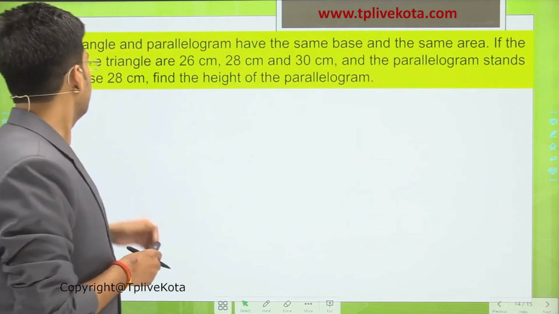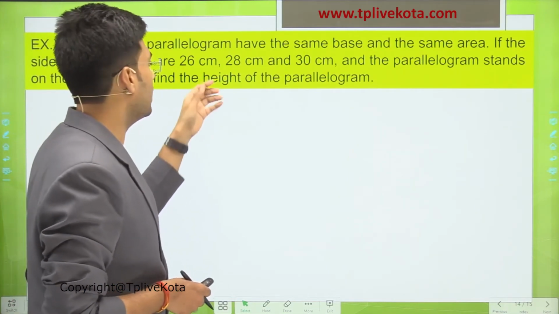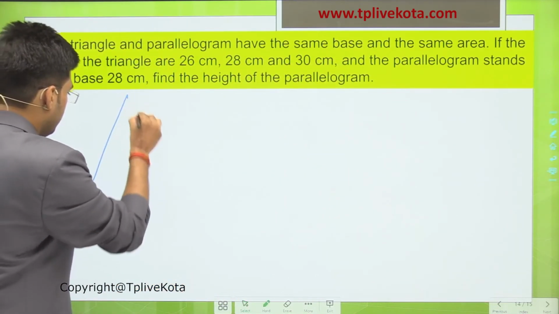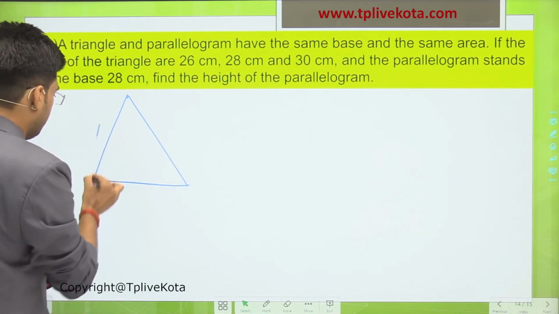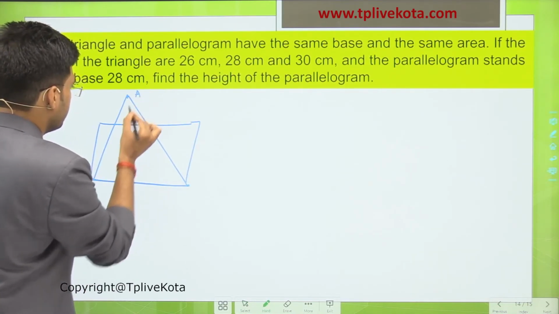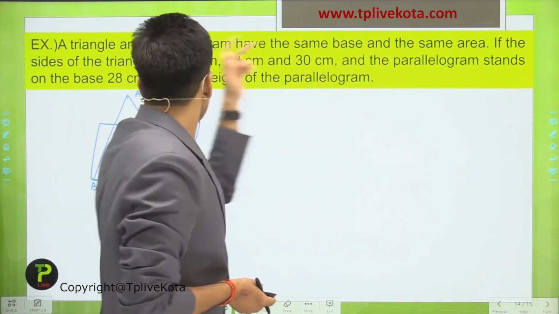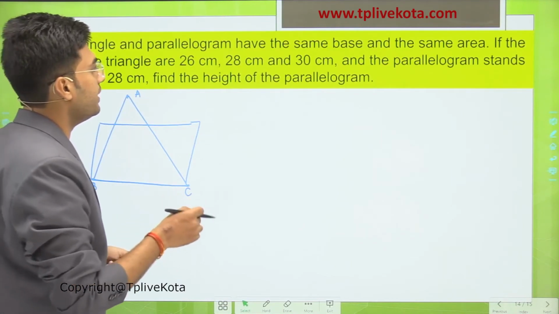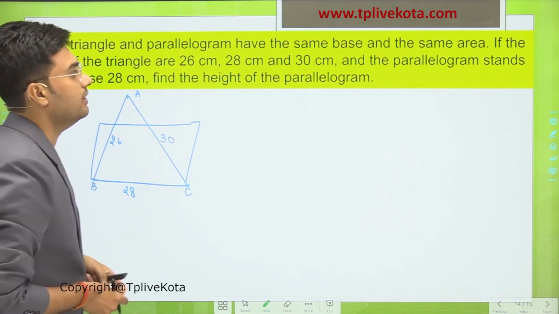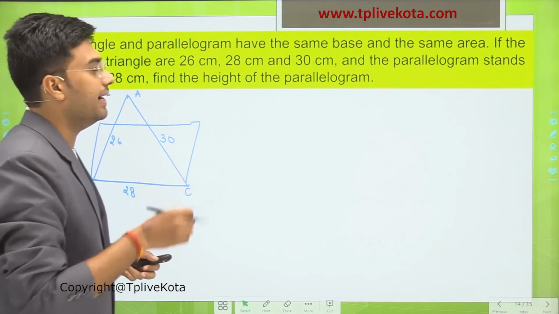And students, in this question, we have a triangle and parallelogram. A triangle and a parallelogram have the same base and same area. This is a triangle and this is a parallelogram, and these are on same base BC. Clear? If the sides of triangle are 26, 28 and 30, and the parallelogram stands on the base 28 centimeter. Find the height of parallelogram.